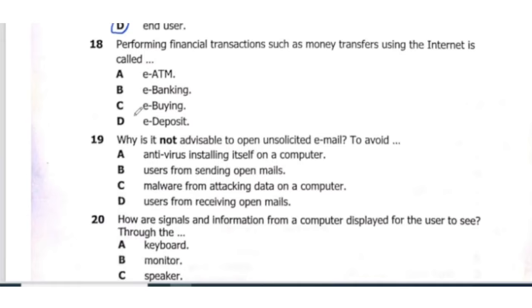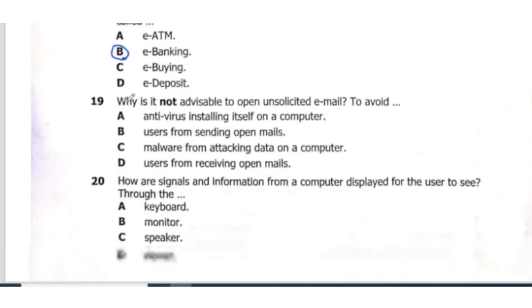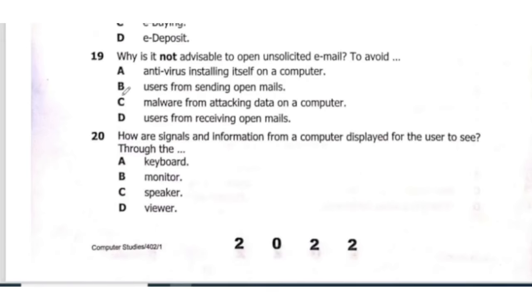Okay, we go to 18. Performing financial transactions such as money transfer using the internet is called A, eATM, B, e-banking, C, e-buying, D, e-deposit. So this one is e-banking. Okay, all right.